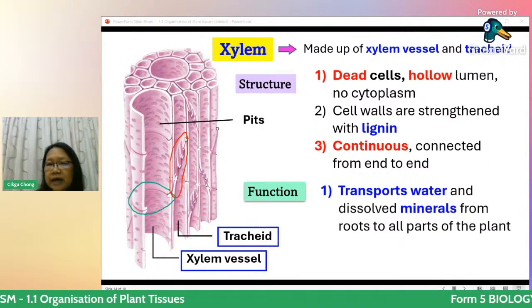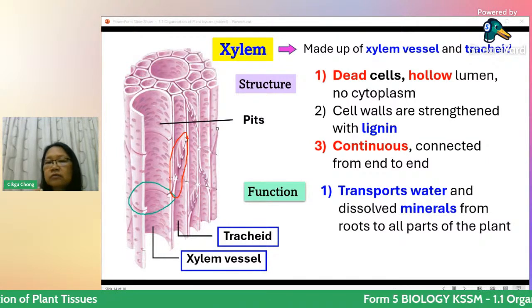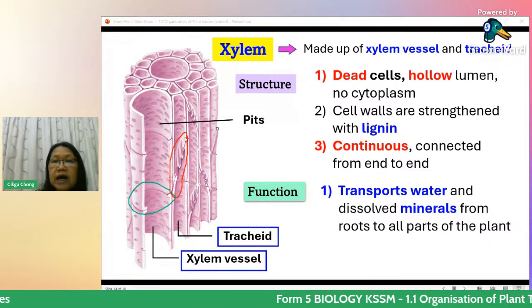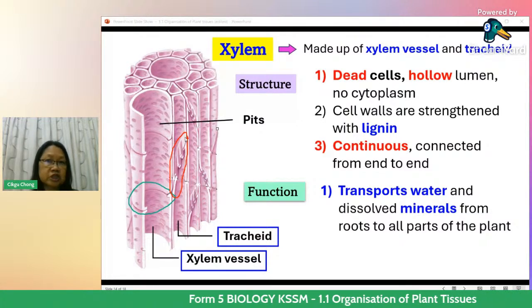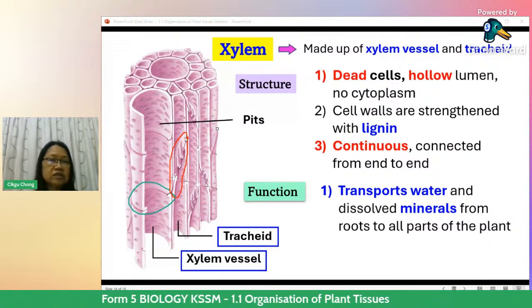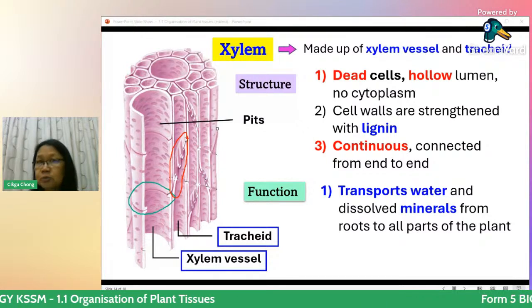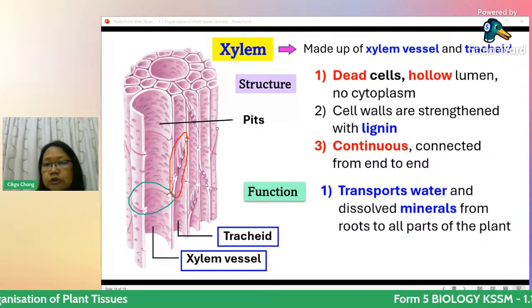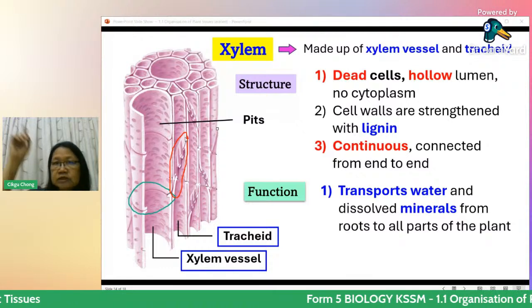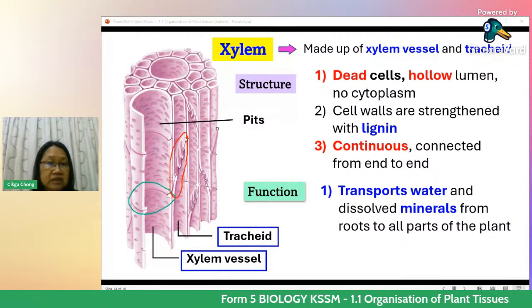Transport water and dissolved minerals from the roots. It's always going up from the roots because of the root pressure. And there is water going into the root hair cell through osmosis. So water will keep on pushing up until it goes up to the shoots and the leaves.